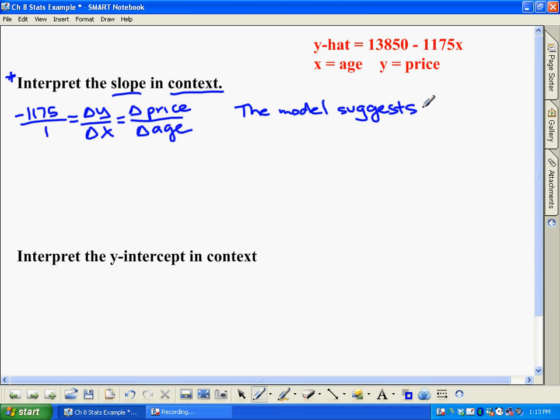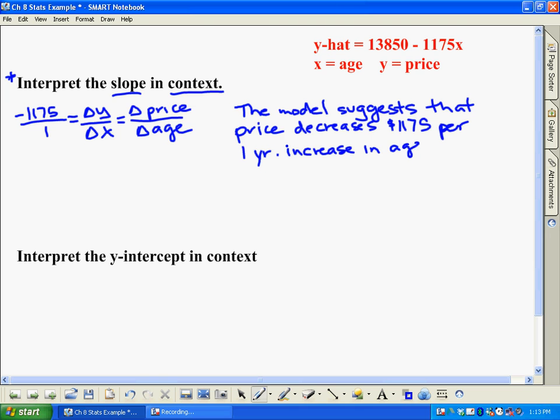So the model suggests that price decreases, and the reason why it's decreases is that our slope is negative, so we say decrease instead of increase, and it would be $1,175 because that was our unit here, and then it's per, and then it's one change in age, so per 1 year increase in age. So that is how slope in context works.